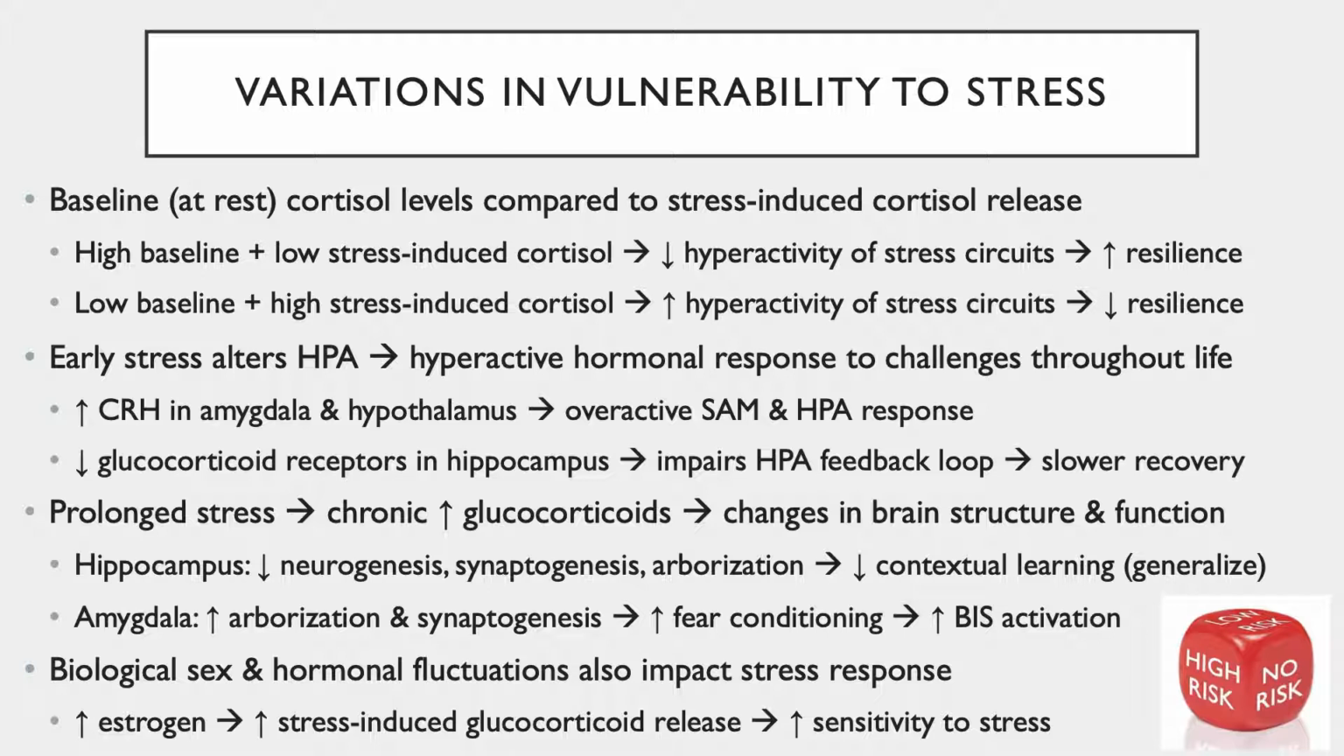Biological sex and hormonal fluctuations also impact the stress response. It appears that high estrogen, particularly following childbirth and variations throughout the menstrual cycle, can lead to stress-induced glucocorticoid release at higher levels than might be typical for that individual. This also increases that individual's sensitivity to stress and may explain the increase in incidence in mood disorders and other challenges following childbirth and during hormonal changes throughout the lifespan.